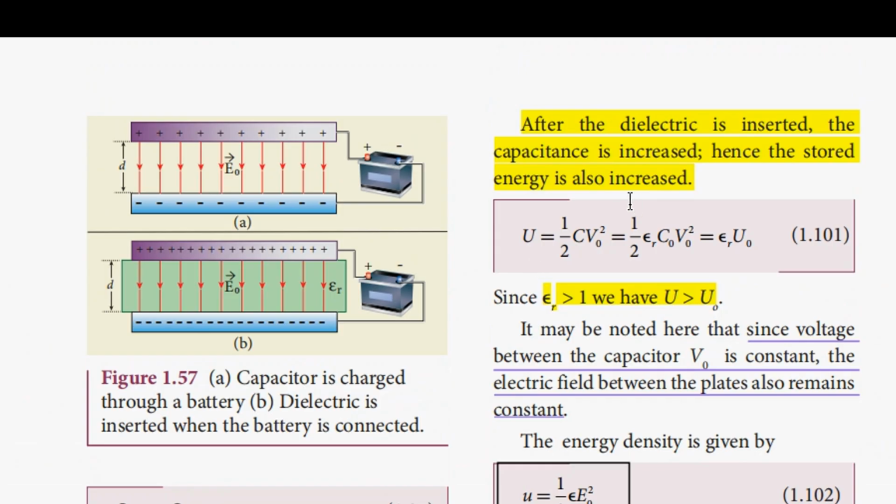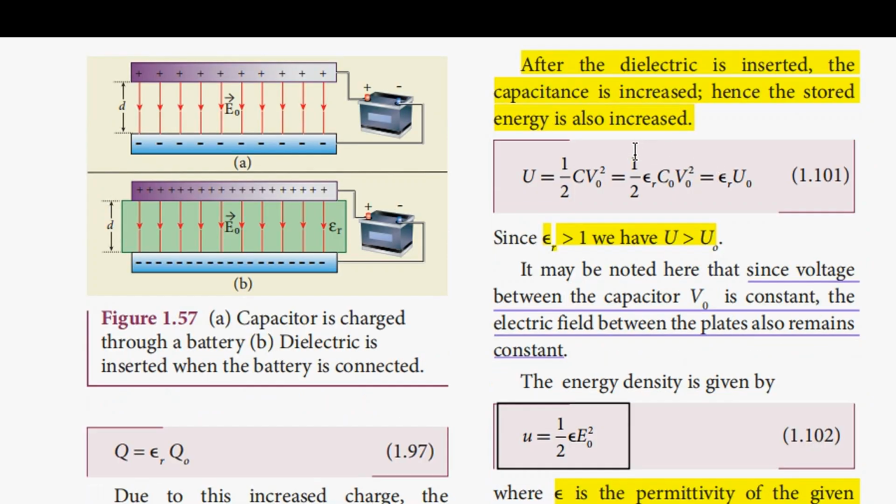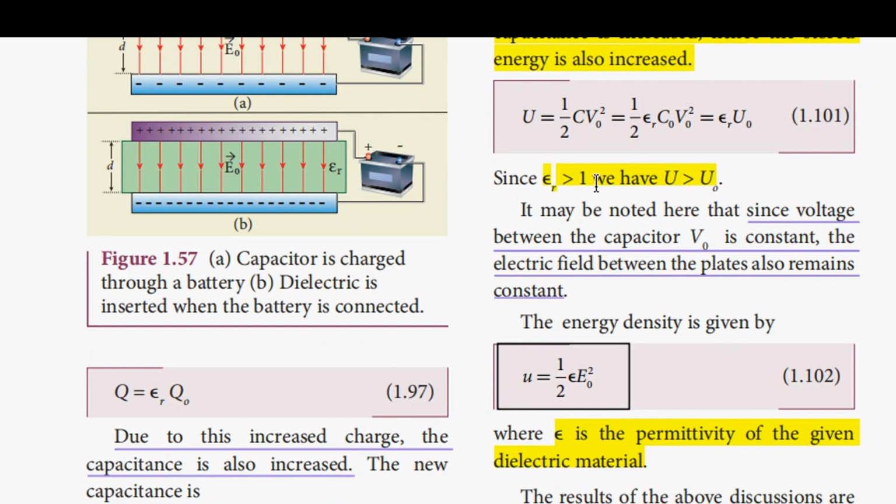So after this dielectric is inserted, what happens to the capacitance? Actually, it will be increased because the stored energy is also increased. So U is given by half C naught V squared, that's given by epsilon R times U naught. Since epsilon R is greater than 1, we can have U also greater than U naught.